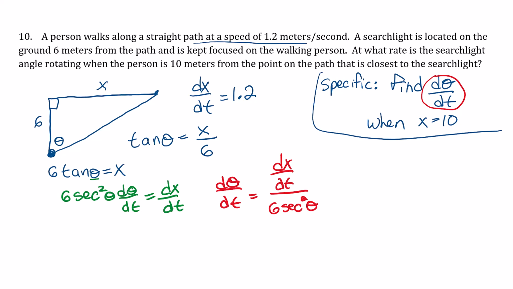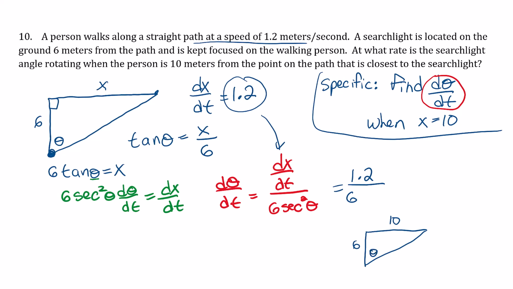Okay, let's see what we know. We know dx/dt, so we can put that in, 1.2 over 6. Now we need sec² of theta, and we need it for our specific case, and our specific case is when x is 10. So let's draw this triangle for the specifics. This is 6, this is 10, and if I wanted secant, secant is the reciprocal of cosine. Cosine's adjacent over hypotenuse.